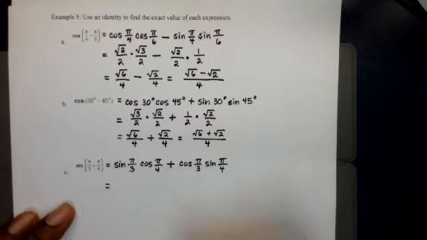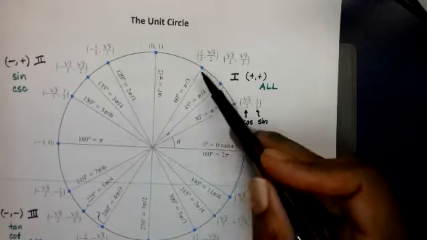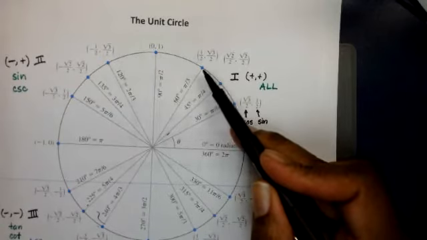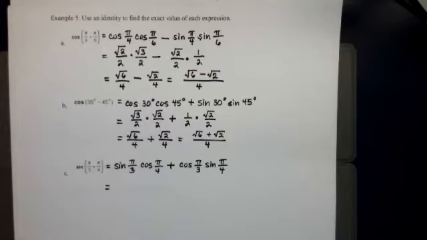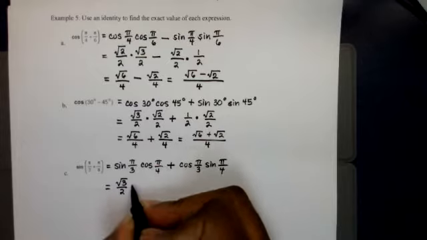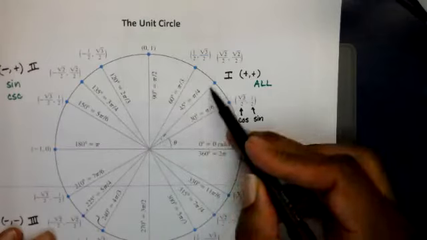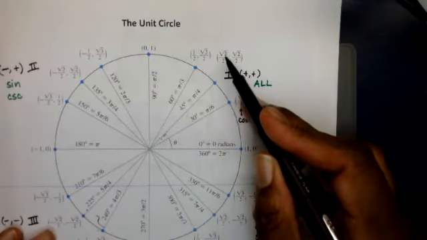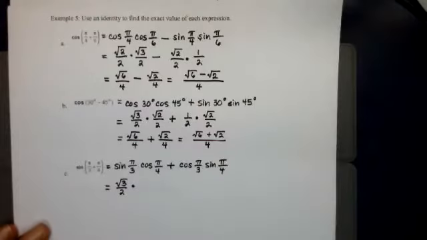And now we find the sine of pi thirds using our unit circle. Pi thirds is this, that's the 60-degree angle. The y-coordinate for that would be, of course, the square root of 3 over 2. Times cosine of pi over 4. The x-coordinate for pi over 4 would be your cosine, square root of 2 over 2.